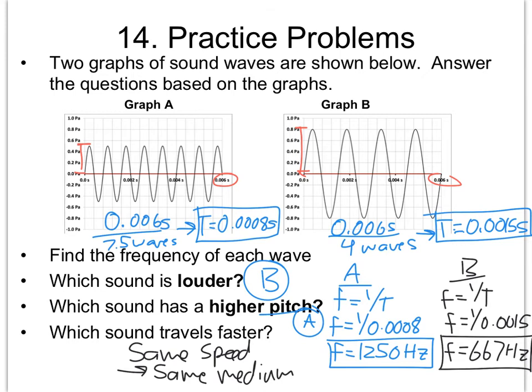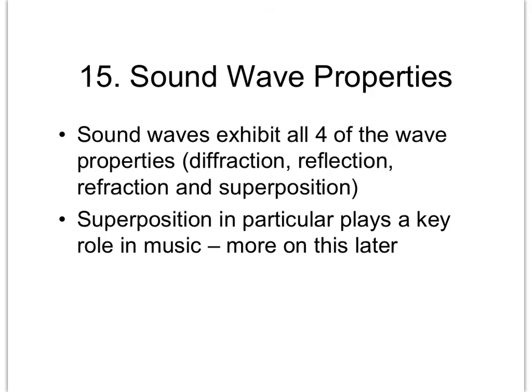So the last thing we're going to talk about briefly is some examples of how those four wave properties, diffraction, reflection, refraction, and superposition, apply to sound waves. Superposition in particular is going to be really, really important when we talk about music, and we'll get into that a little bit later. We're not going to do a super in-depth treatment of that, but we will talk about that some later. So we'll mention it for now, but then we'll dive a little bit deeper later on in the unit.